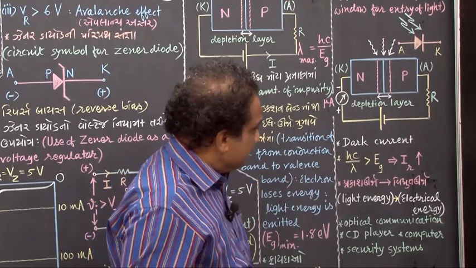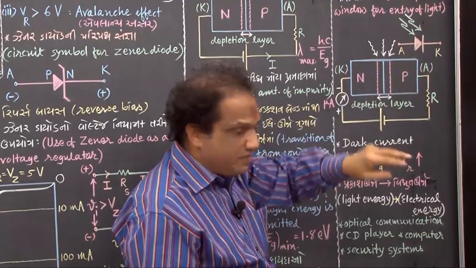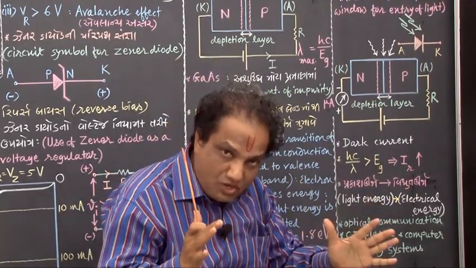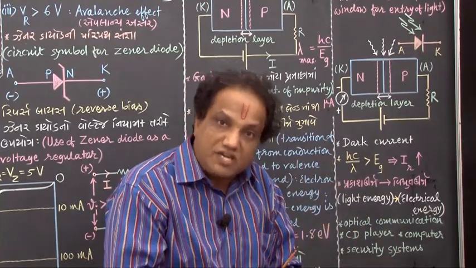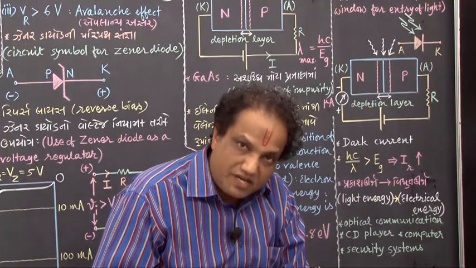Okay. Fine. When these incident photons have energy more than the band gap energy, they will break more covalent bonds, releasing more charge carriers, and then more charge carriers take part in the conduction of electric current.